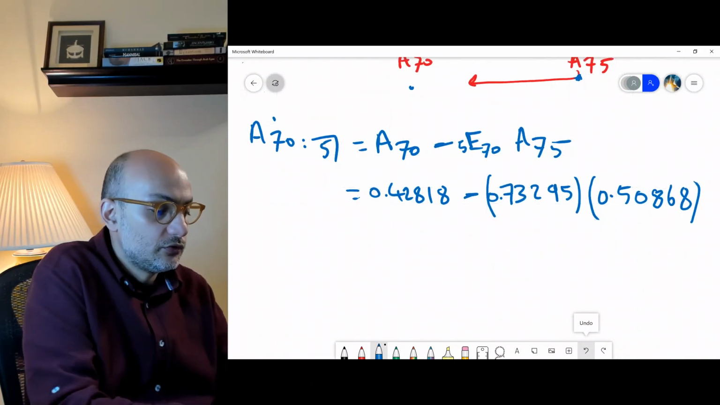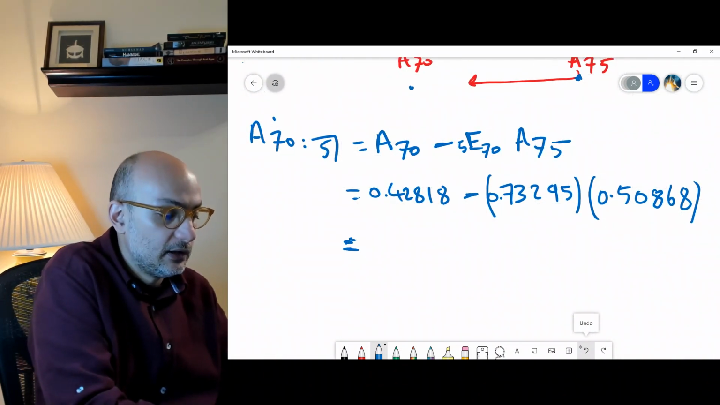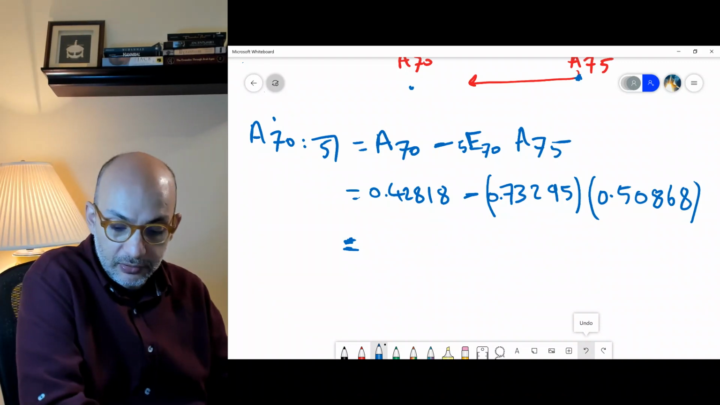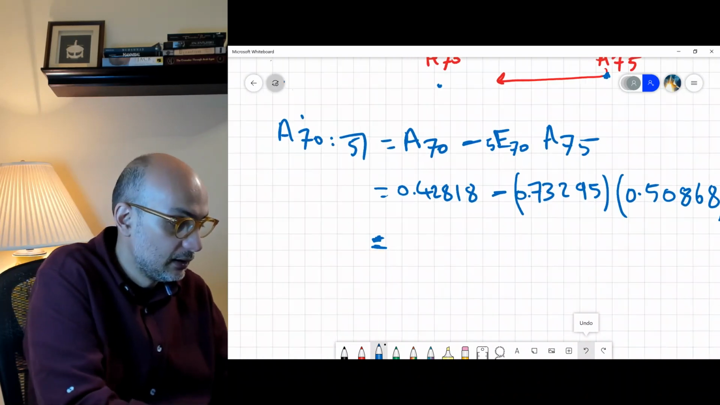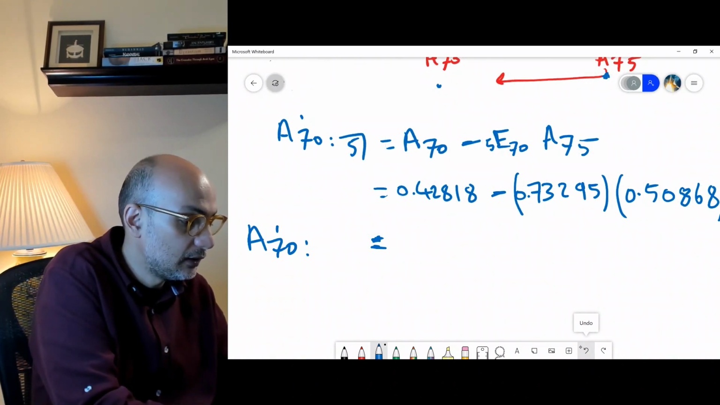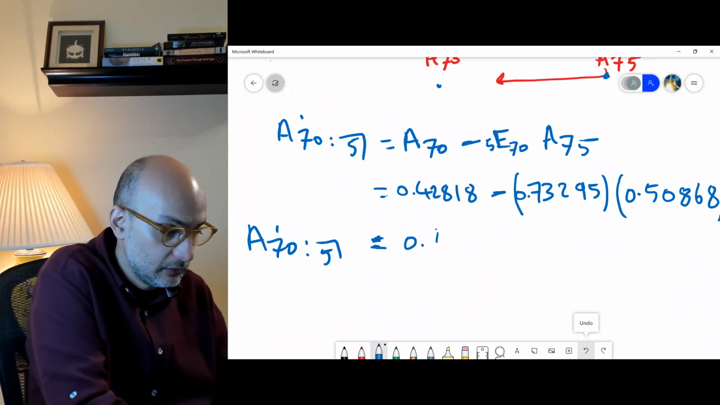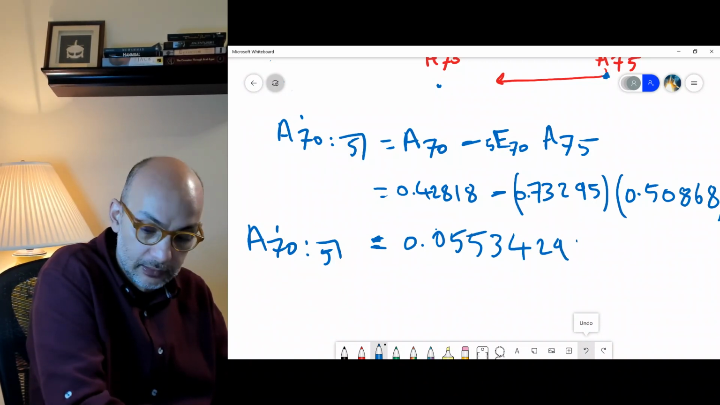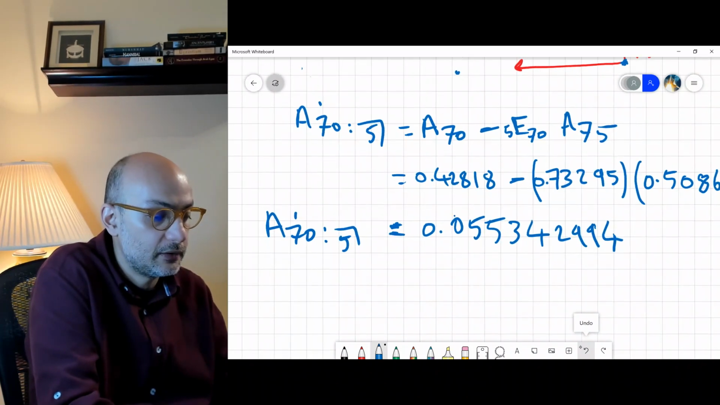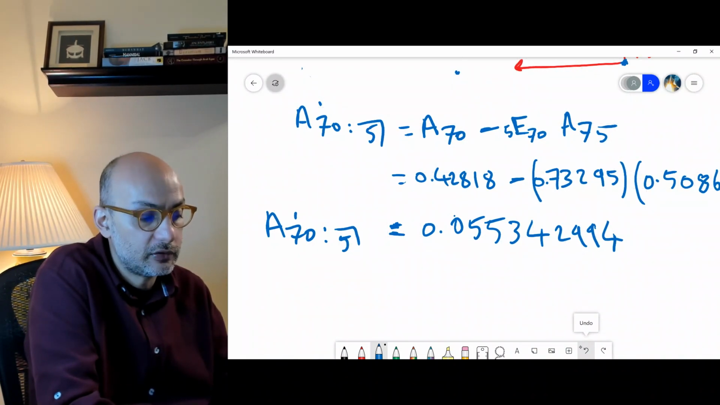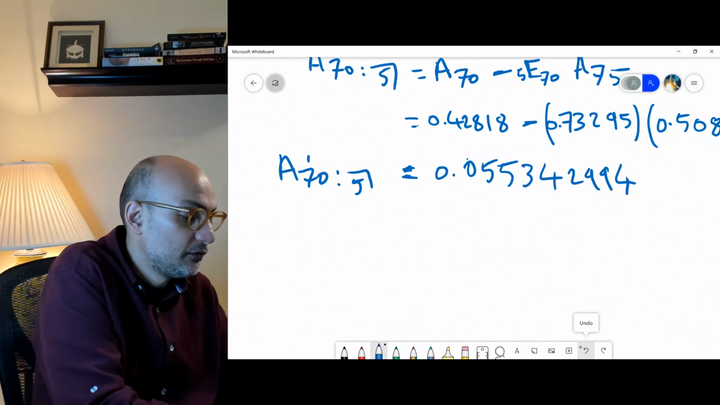And by now you should have got the calculation. You should have calculated it, so you can compare your answer with my answer. So if you calculate this one, you should be able to get the A70 term life insurance of 5 should be 0.055342994. So $1 of benefit will cost about 5.5 cents for this term life insurance. Right? What if you want to calculate?